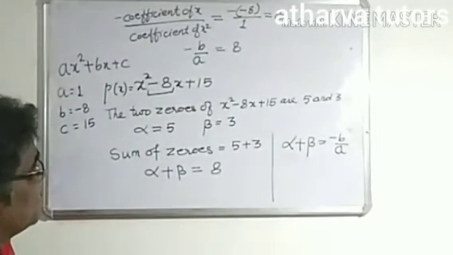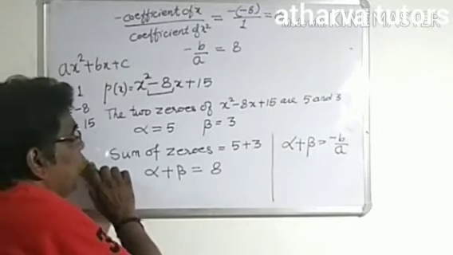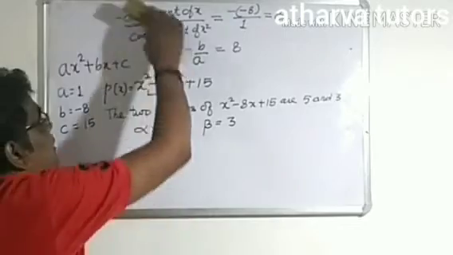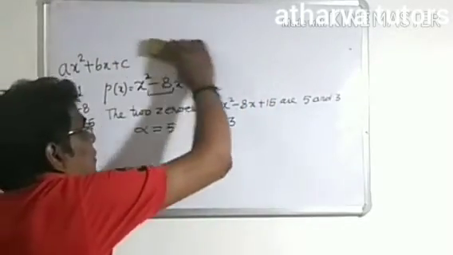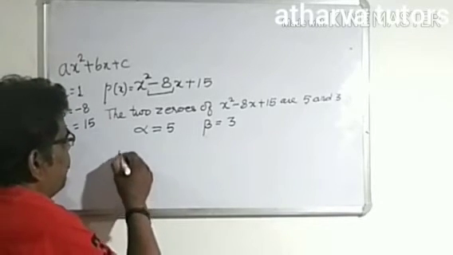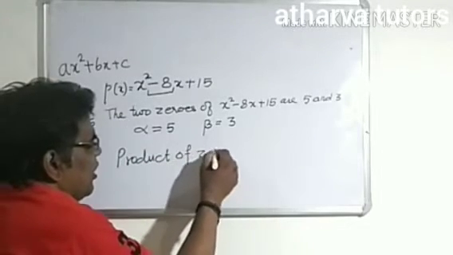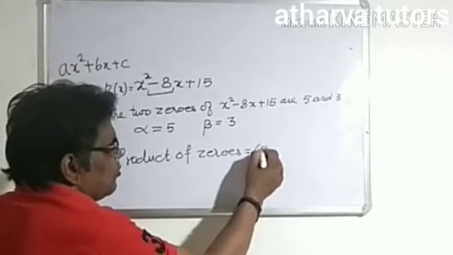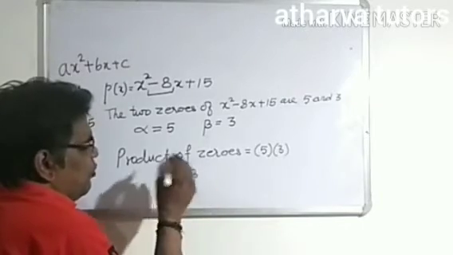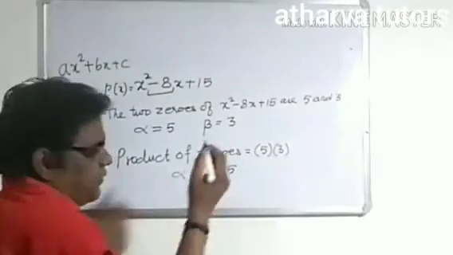Now this is one thing regarding the sum of the zeros. Now let us see what the product of zeros will be. I am rubbing out here. If I wish to find the product of zeros, our zeros are 5 and 3, so the product will be 5 into 3. This is alpha into beta, product means multiply, alpha into beta, and this equals 15.